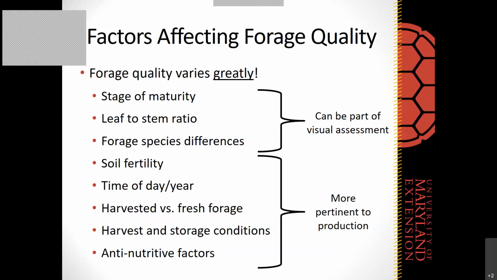And some of them come in more on the production side. So if this is hay we're talking about, it would be the hay producer. How is the soil fertility in that field? How was that hay harvested, under good conditions? Are there any anti-nutritive factors to consider? All of these different things can affect the overall quality of the forage. So I just wanted to briefly go through a couple of the main ones to give you some idea of things to look for.